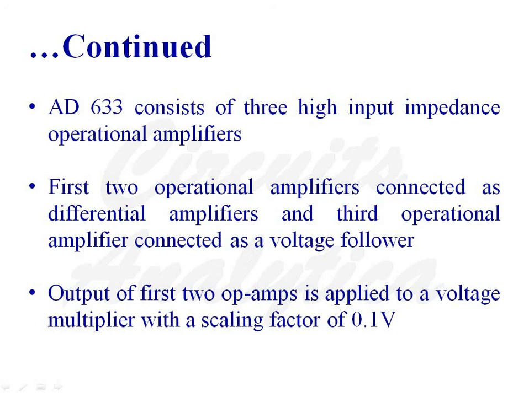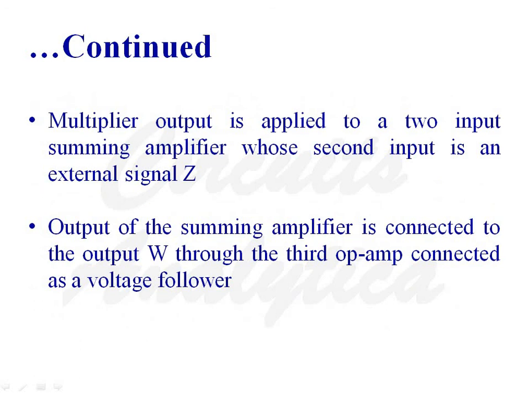AD633 consists of 3 high input impedance operational amplifiers. First 2 operational amplifiers are connected as differential amplifiers and the third operational amplifier is connected as a voltage follower. Output of first 2 op-amps is applied to a voltage multiplier with a scaling factor of 0.1 volt. Multiplier output is applied to a 2-input summing amplifier whose second input is an external signal Z. Output of summing amplifier is connected to the output W through the third op-amp connected as a voltage follower.